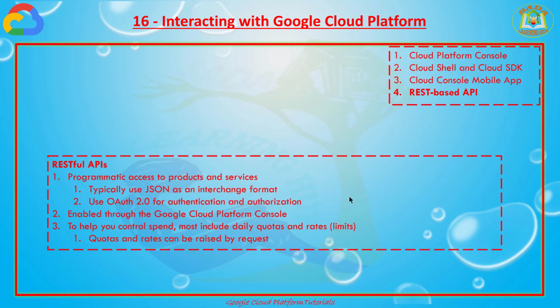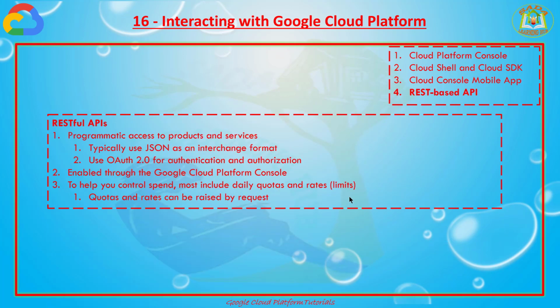And next one is RESTful API. The services that make up GCP offer application programming interfaces so that code you write can control them. These APIs are what's called RESTful. In other words, they follow the representational state transfer paradigm. In a broad sense, that means that your code can use the Google services in much the same way that web browsers talk to web servers.